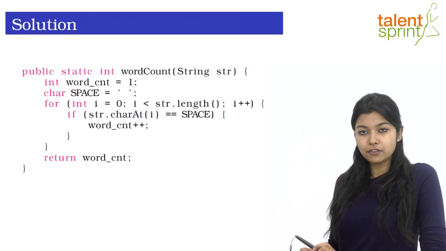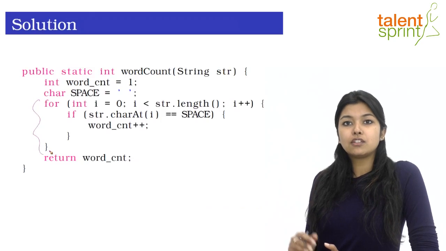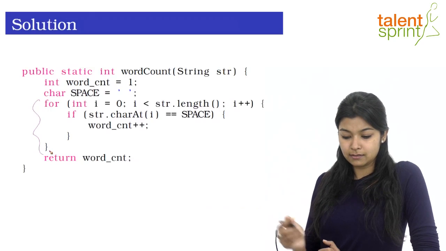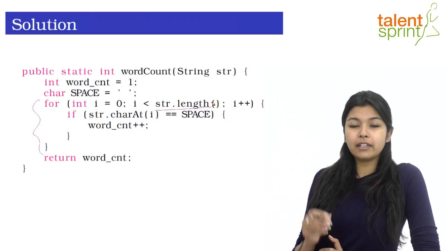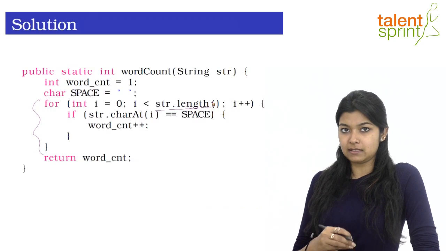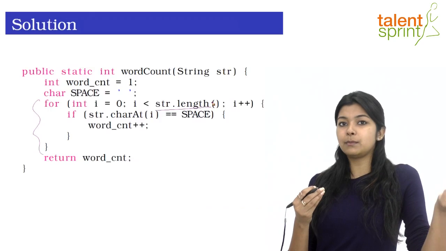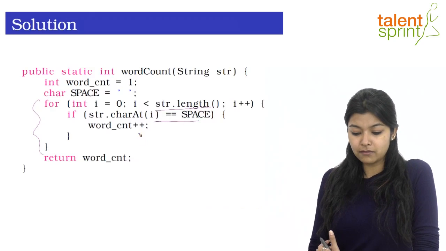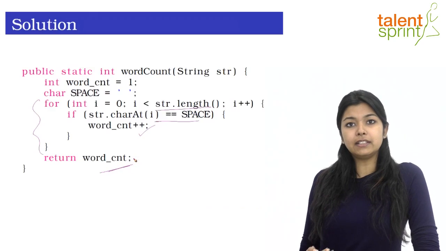How we are counting the number of spaces is happening inside this for loop. So we are traversing through our string till we reach the length, which is given by string.length, and every character of the string is compared with the space. If we hit a space, that means a word is over and we increment the count. So every time there is a match for space, we are incrementing our word count. And at the end, we are finally returning the word count.